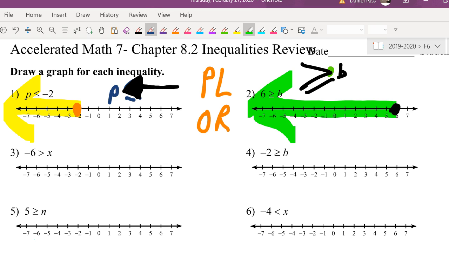Now, if you're using Lance's way, see, that's why I don't like this way, because you have to reverse stuff. So it looks like it's going to the right, but since the variable's on the right side, which is weird for us, then we go the opposite. So I don't like that way. But if you get the right answer, that's all I'm happy about.